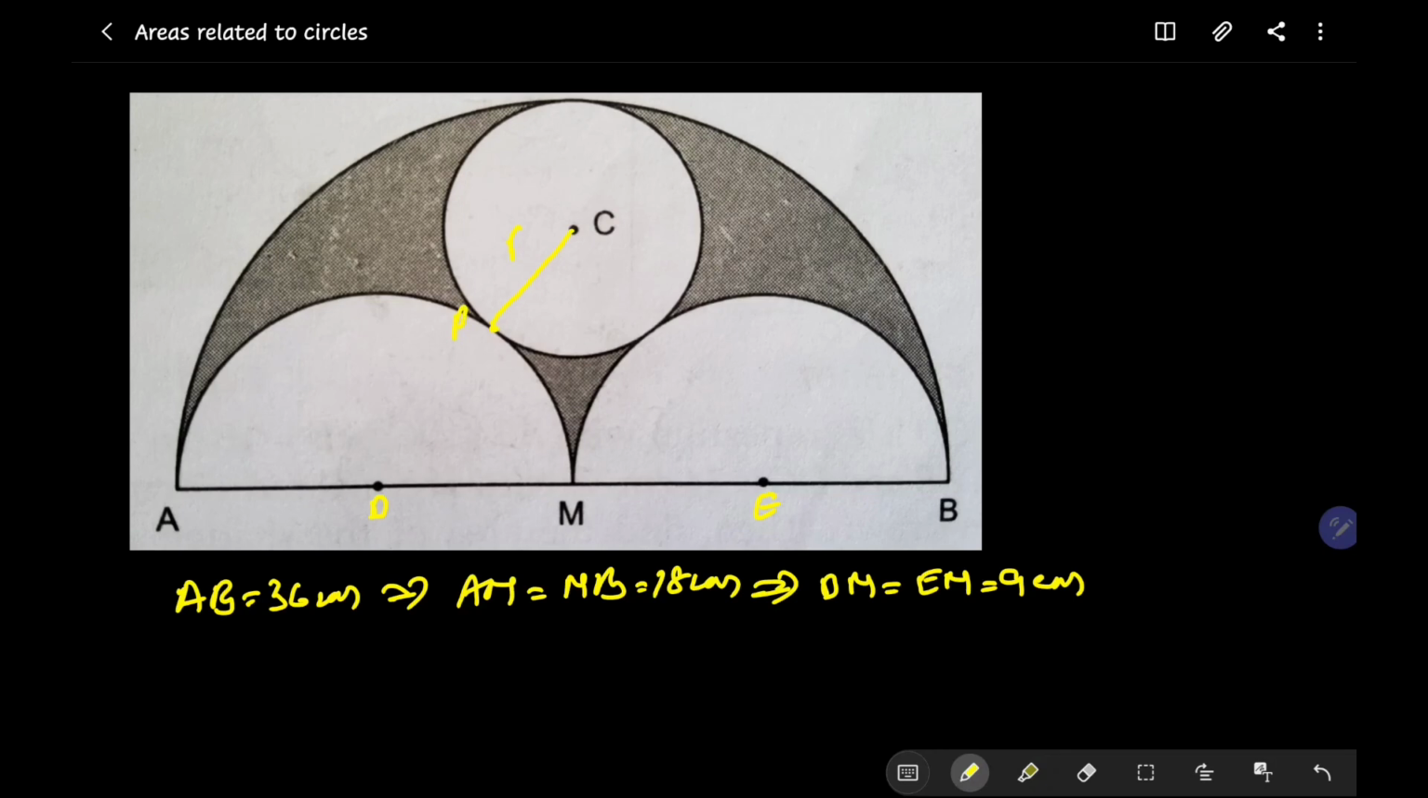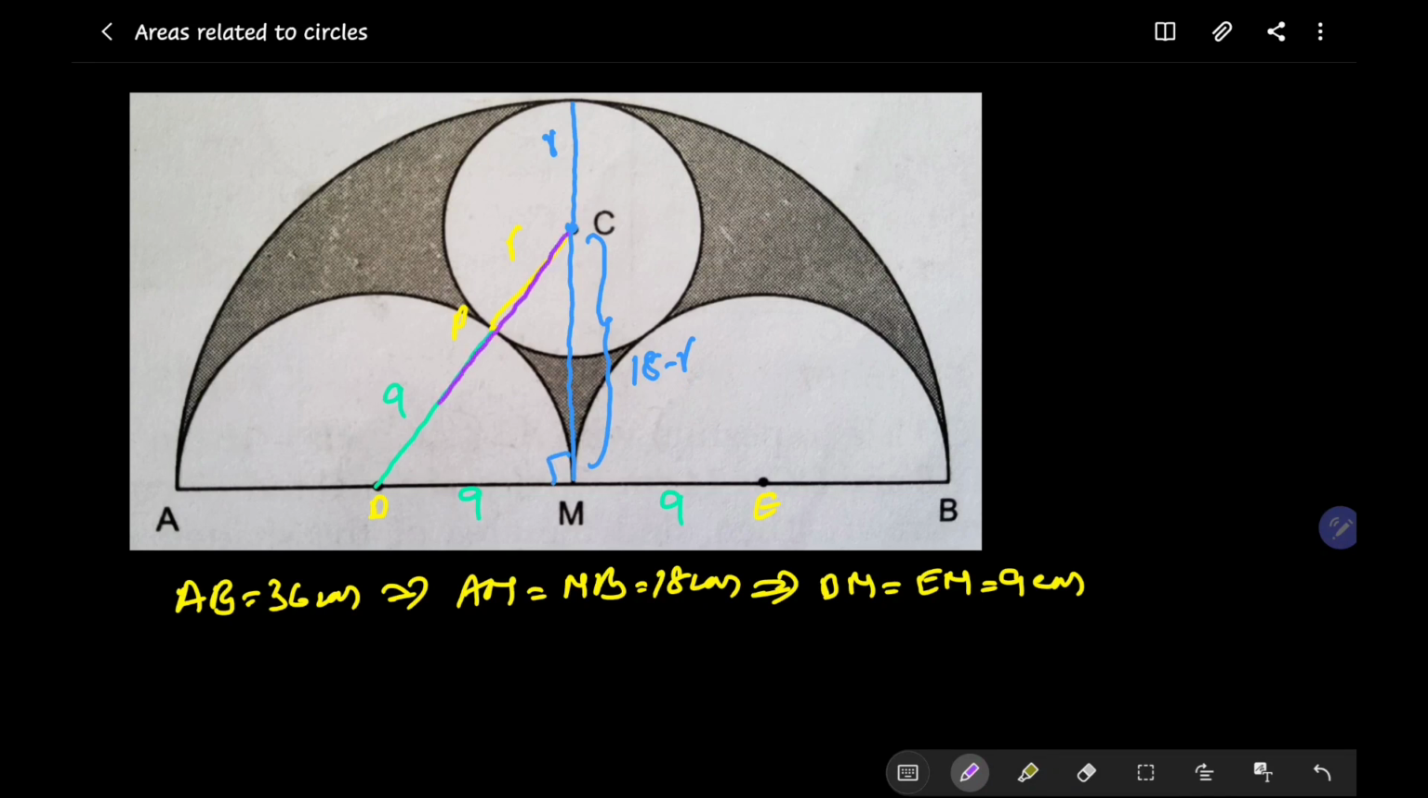Let us assume it as R, connecting the points C and P, and also join the points D and P as shown in the green color, and join the points C and M with a line, and it will be perpendicular to the side AB. Hence the length CM will become 18 minus R, as the radius of the bigger semicircle is 18 centimeters. To wrap your head around these measurements, please pause the video for some time and analyze the diagram very carefully.